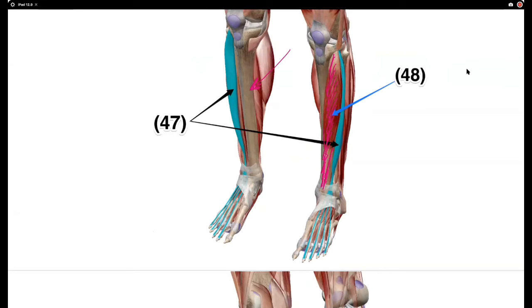What is the bone? What is a large bone on here? You remember? Tibia. So what do we call the most prominent muscle attached to it? We're going to call it tibialis. So this is going to be my tibialis anterior.